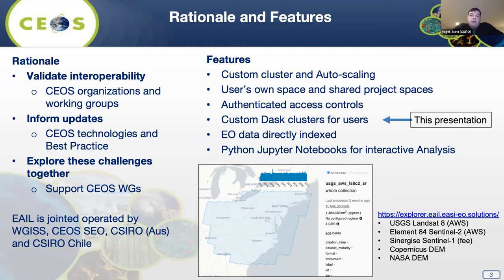Some of the features associated with the cluster: as a user, you get your own space and your own shared project spaces within the system for storing data and managing notebook collections and so forth. Same examples as you've seen earlier in this webinar. Authenticated access and usage controls across the system and the services. Users are able to develop custom Dask clusters for their own scalable compute and distributed computing uses. And that's largely the topic of this presentation. We'll talk more about Dask over the next number of slides.